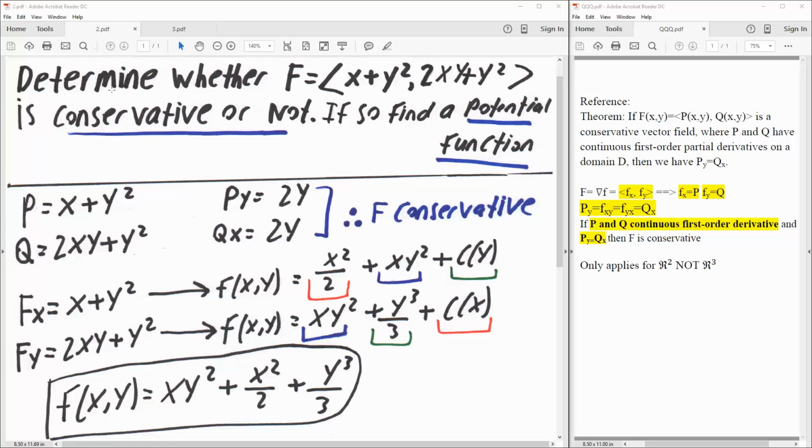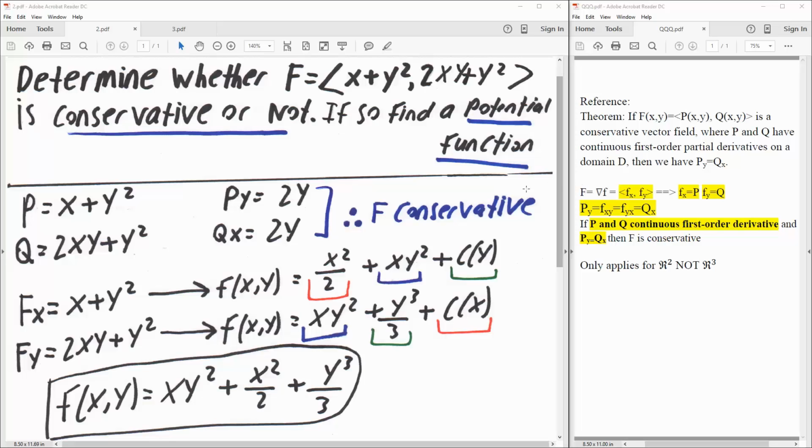Okay, in this video we want to determine whether F is equal to the vector function (x + y², 2xy + y²) is conservative or not, and if it is, we want to find a potential function. So on the right we have the theorem that we use to determine if something is conservative or not. You can pause the video here and read it.